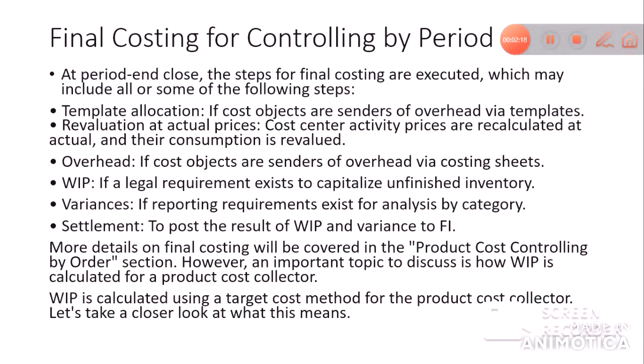variances, if reporting requirements exist for analysis by category; settlement, to post the result of work in process and variance to FI. More details on final costing will be covered in the product cost controlling by order section. However, an important topic to discuss is how work in process is calculated for the product cost collector. Work in process is calculated using a target cost method for the product cost collector. Let us take a closer look at what this means.